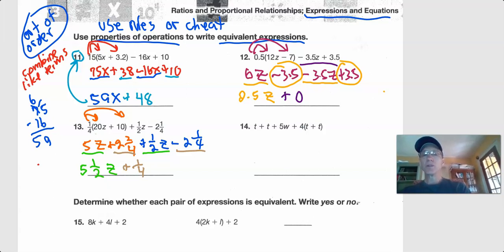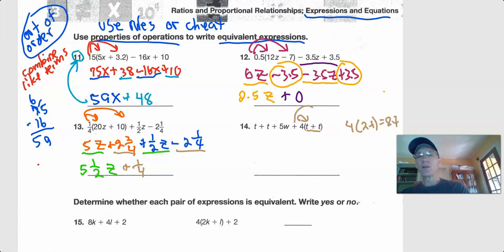All right, let's do this last one over here. So t plus 5w plus 4t plus t. So you're just going to combine these t's and w's. So let's do this again. 4 on the outside, and you have to multiply it times both of these. But you know what? Why don't you just, t plus t, well, a couple ways to do that. T plus t is 2t, so 4 times 2t. So you could do that. And then that's the same as 8t.